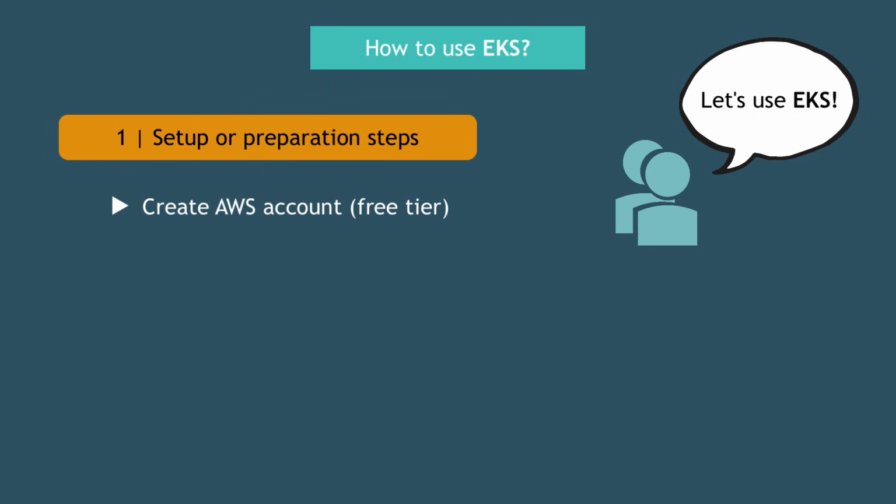Then you have to create or have a VPC. It's basically your virtual private space in AWS, a space where you do your own stuff. It doesn't interfere with other AWS users in the cloud. That's basically what VPC is.